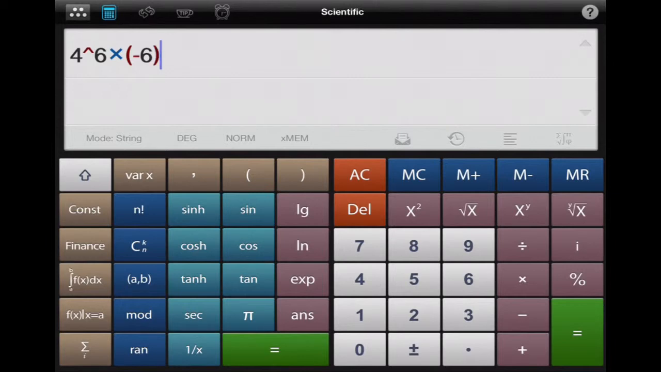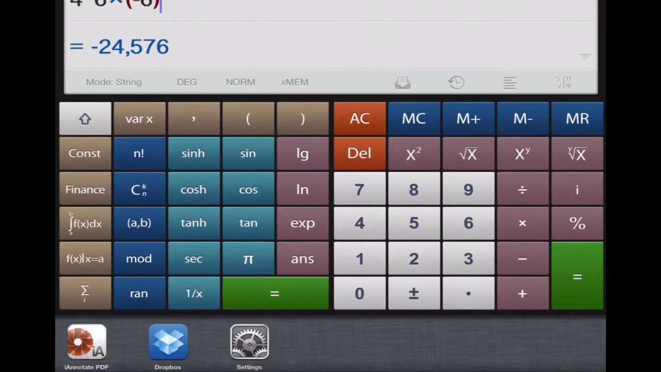And it's interesting how that little triangle between the 4 and the 6 is called a caret. It means 4 to the 6th power, so 4 times itself 6 times, and then I'm just multiplying by a value. So in this case, the coefficient is -6. There we go, negative 24,576.